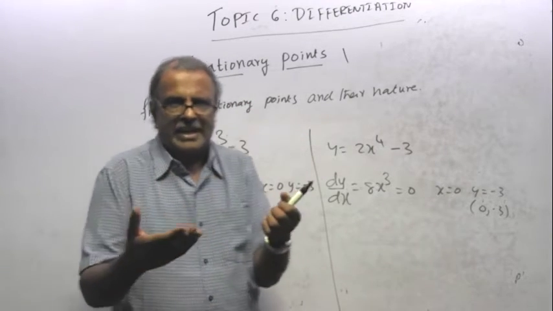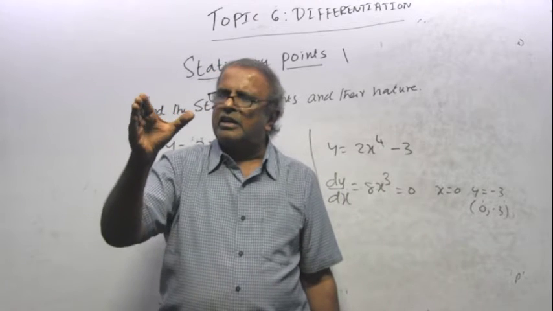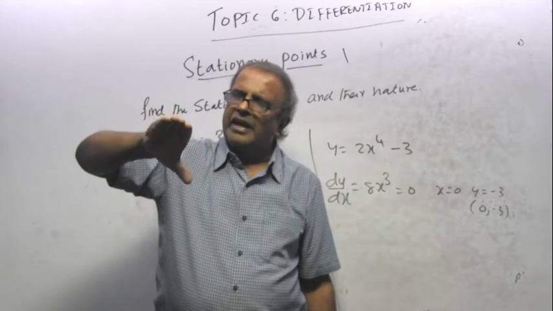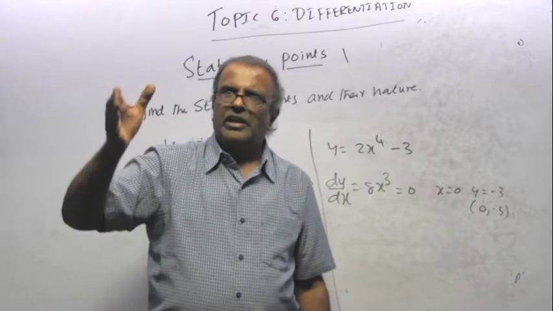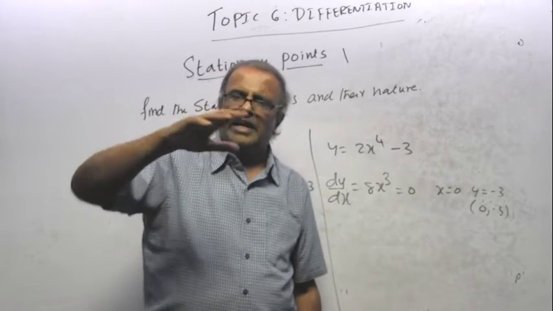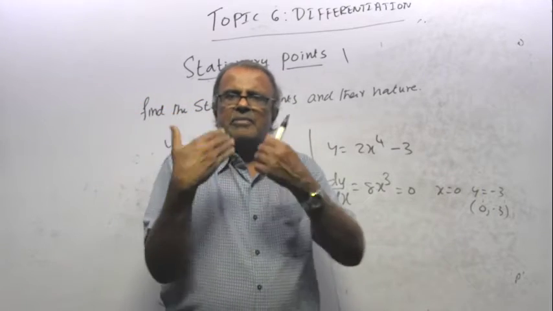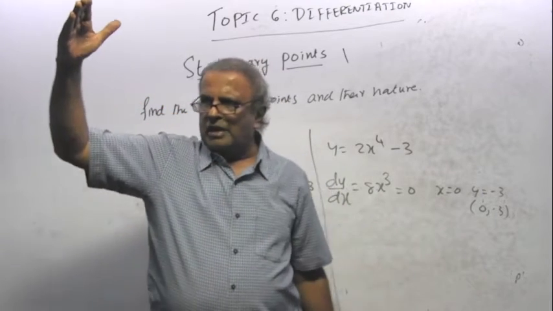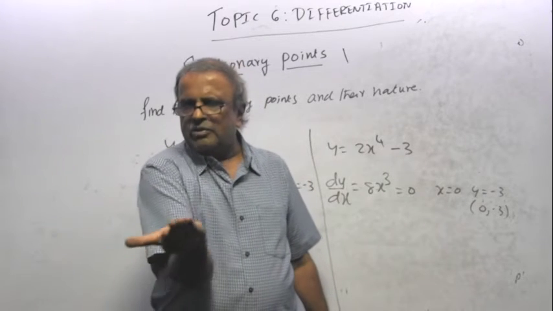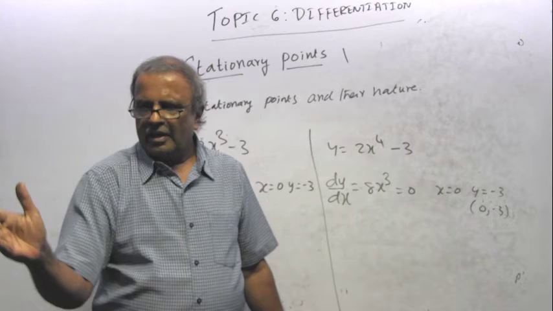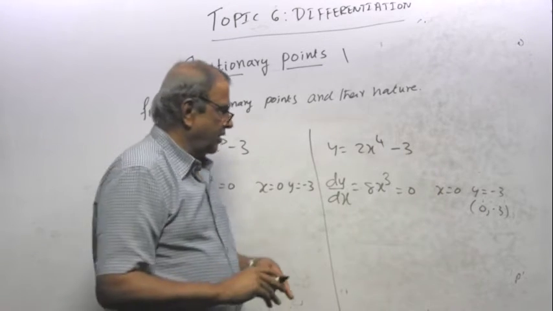If it is negative, that means as the graph cuts the turning point, the gradient is changing from positive to negative. That means the rate of change of gradient is negative. It was positive, is turning into negative, then it's a maximum point. If you took a minimum point, the rate at which the gradient changes goes from negative to positive. So the rate of change of gradient is positive, so it's a minimum point.